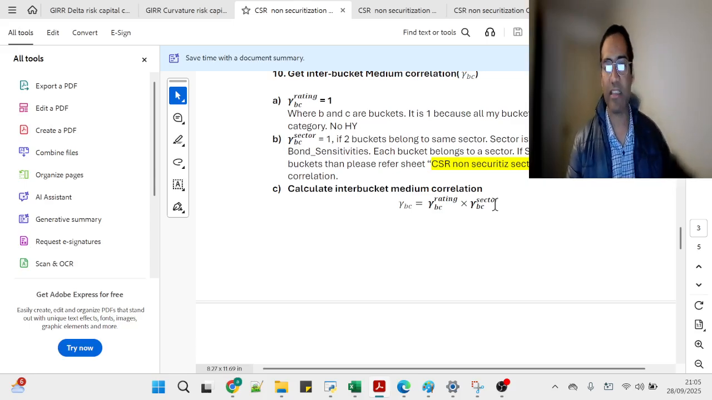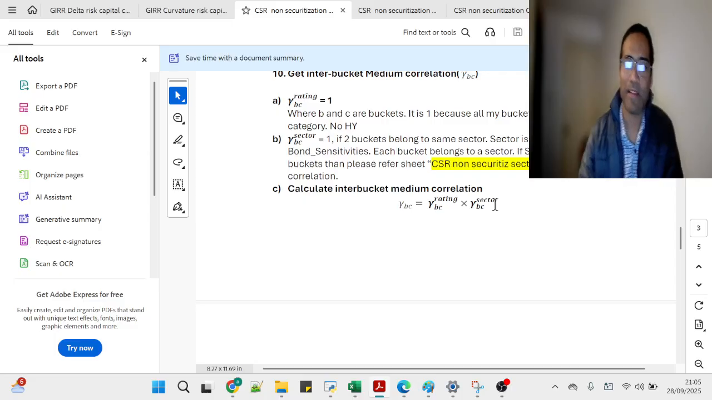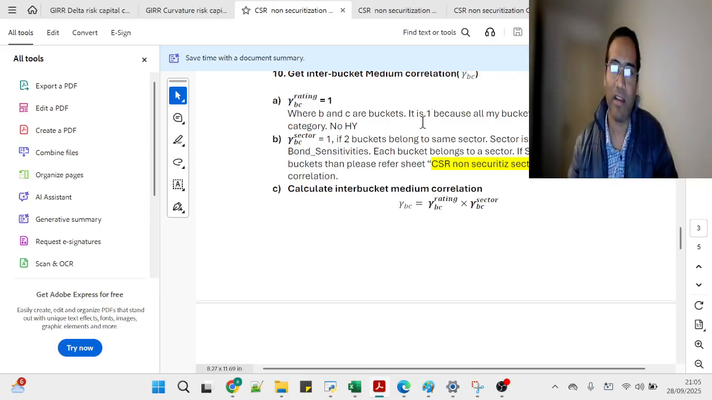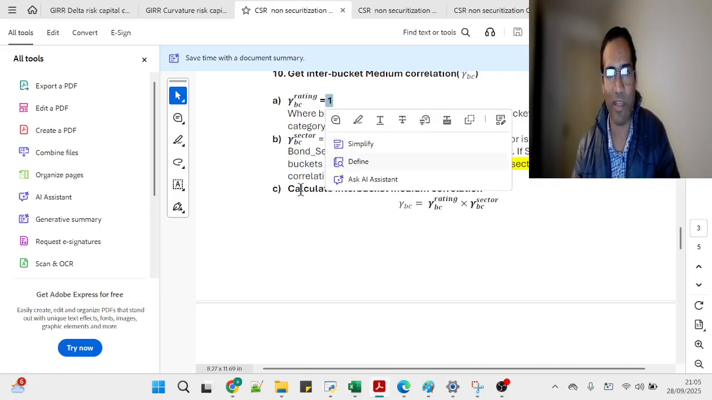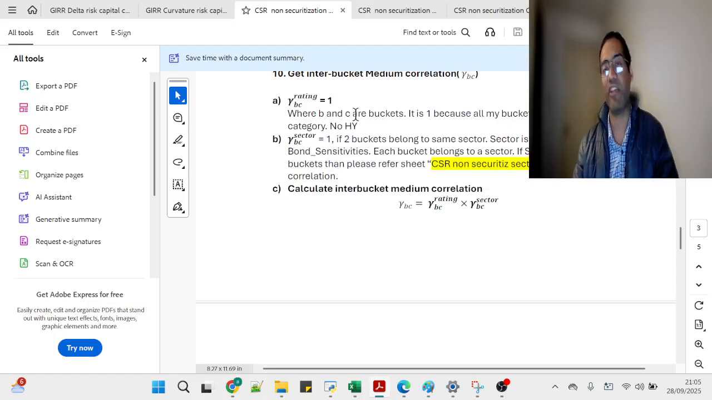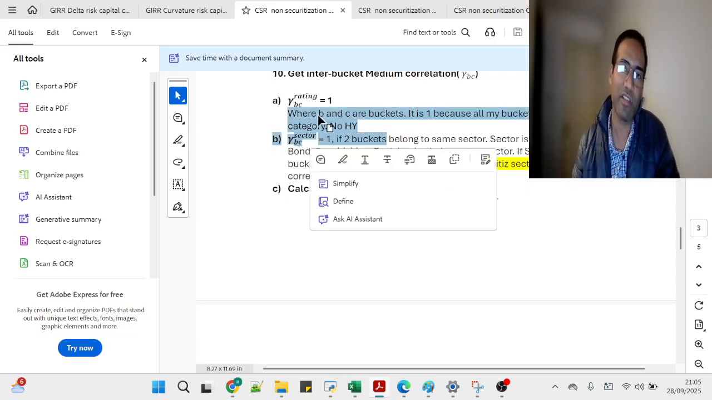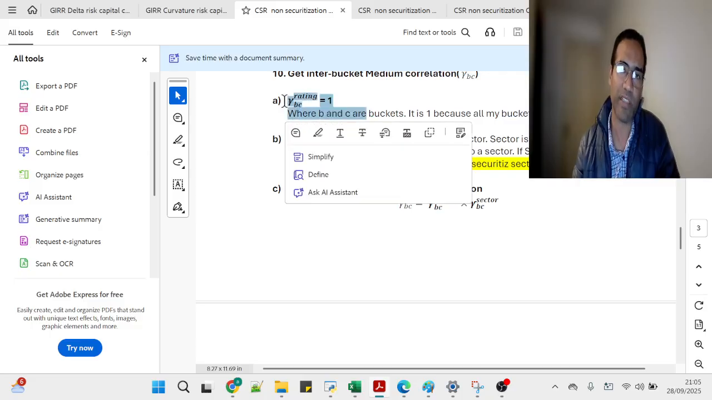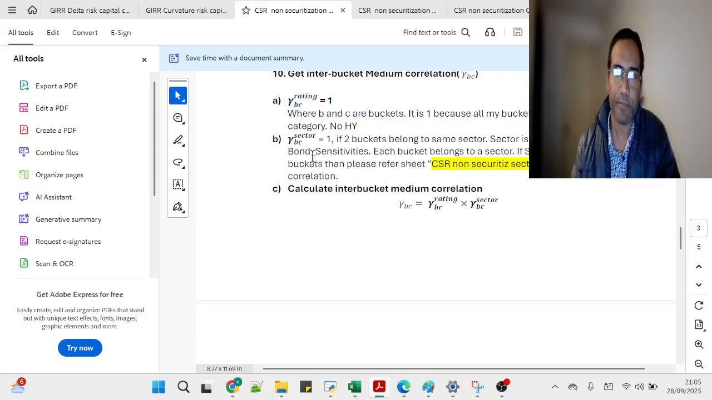If the rating is different, then it is not 1, but all my bonds are investment grade, so rating is equal to 1. It makes it easier. But if I had used HY, then this calculation would have been different. There is scope for expansion here. And then the sector: I have 4 sectors, I believe.